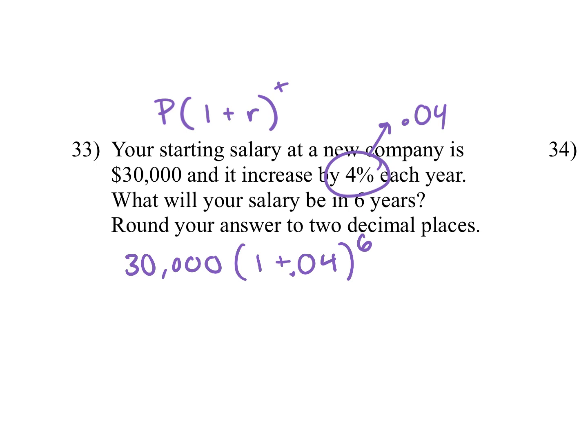And then we would just put this in our calculator. So make sure you follow the order of operations first. You have to do the parentheses, so 1 plus 0.04, to the power of 6, and then times 30,000. So we should get 37,959.57.